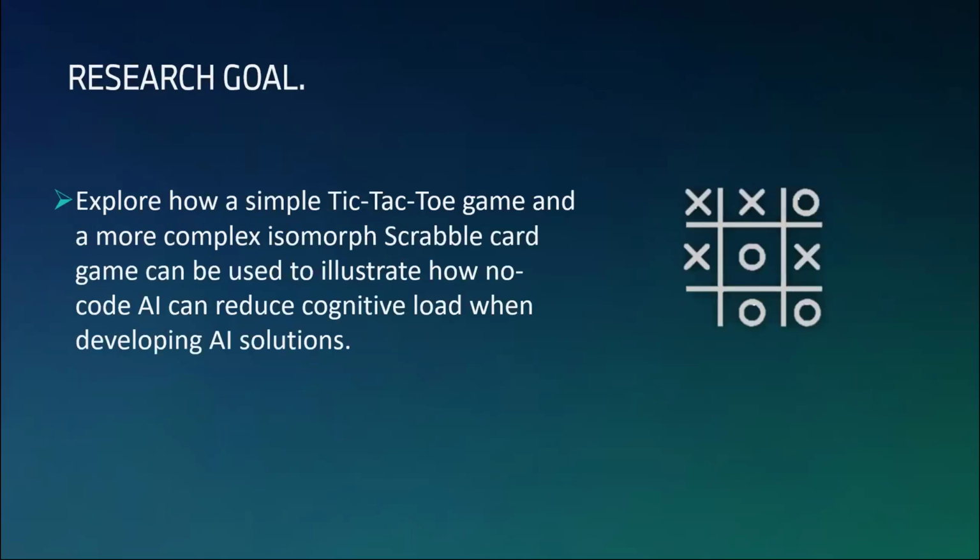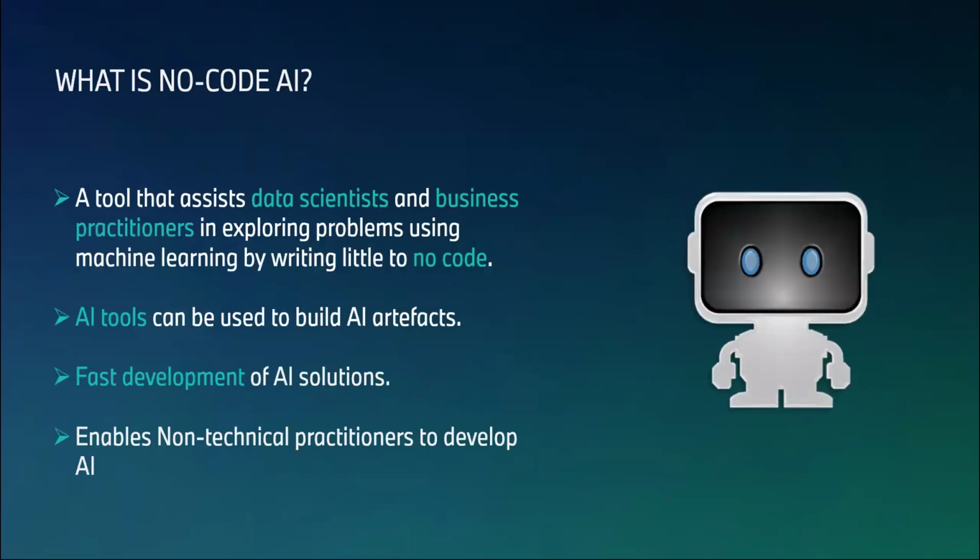So the research goal was to explore how AI, and specifically no-code AI, can be used to reduce human cognitive load when solving challenging problems. We'll use an example of tic-tac-toe and an isomorphic Scrabble card game to illustrate this concept. And a no-code tool that we'll be using is called DataRobot.